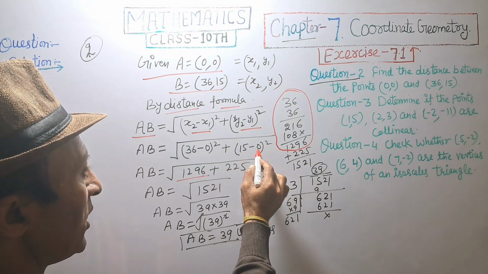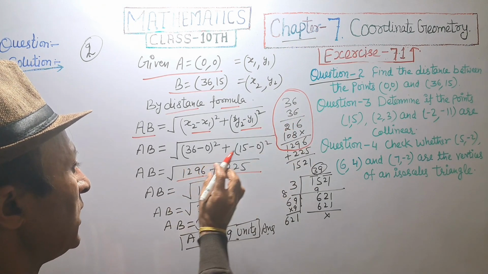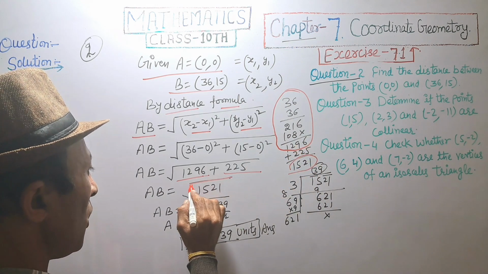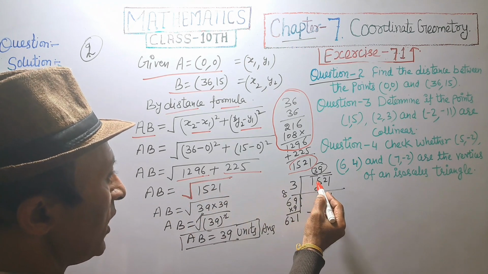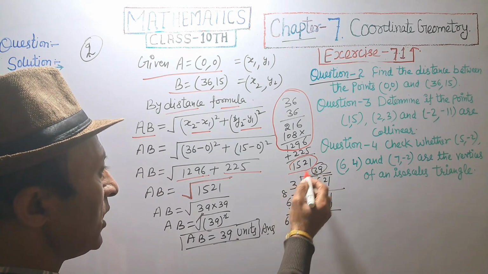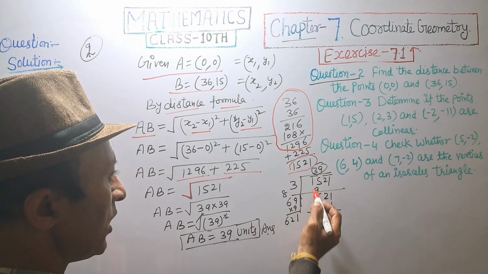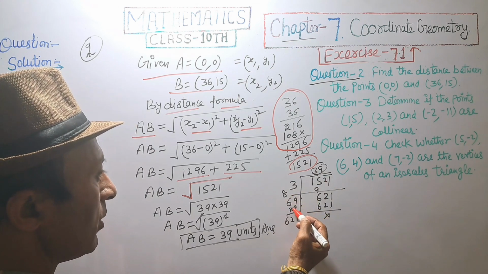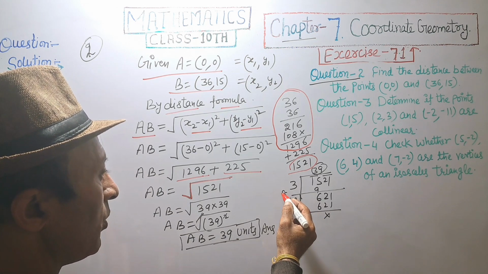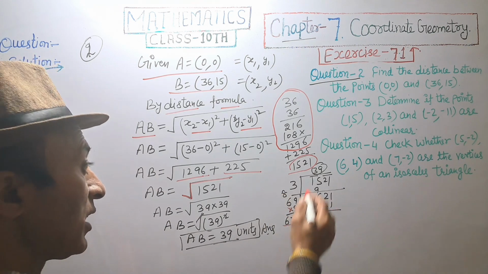And 15 minus 0 is 15. 15 square is 225. Adding 1296 plus 225, that is 1521. Under root of 1521: 3 3s are 9, pair of 2, 15, 3 3s are 9, and 15 minus 9 is 6, but 21 is here, and double of 3 is 6. Taking 9, 9 9s are 81, 9 6s are 54. 54 plus 8 equal to 62, which is completely divisible by 39.